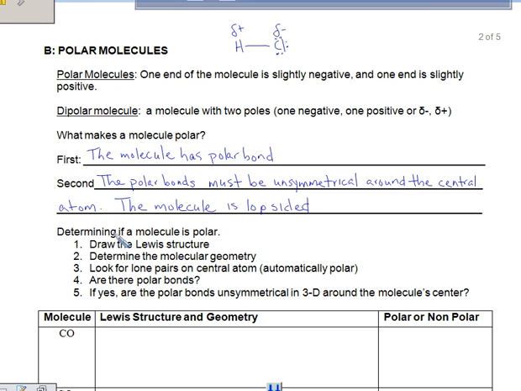Now let's look at these steps to determine if a molecule is polar. First thing we're going to do is draw the Lewis structure. Then we're going to determine the molecular geometry. We're going to look for lone pairs on the central atom, which is going to make it automatically polar with the geometries we have available. If there are polar bonds, are the polar bonds unsymmetrical in 3 dimensions around the molecule center? So let's take a look.